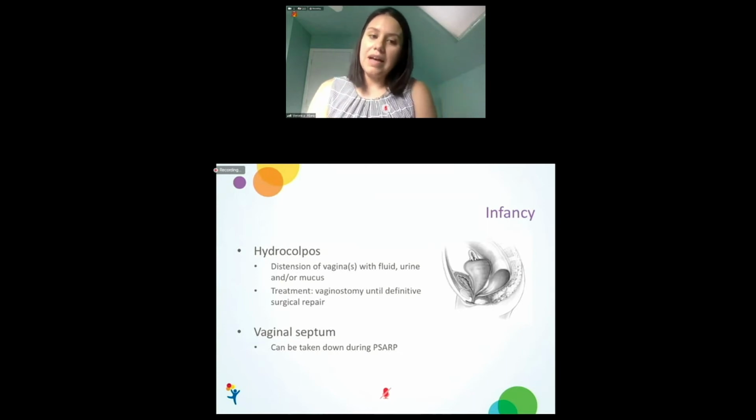The other thing is the vaginal septum. So if a patient has a duplicated vagina or that longitudinal vaginal septum, that can be taken down during the reconstructive surgery.